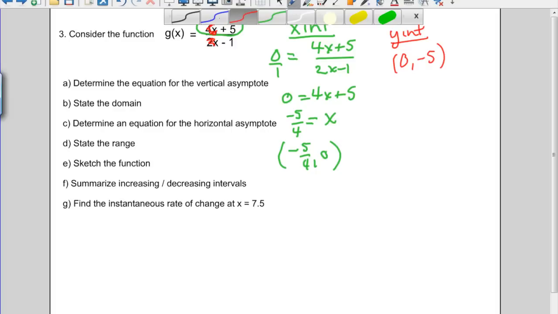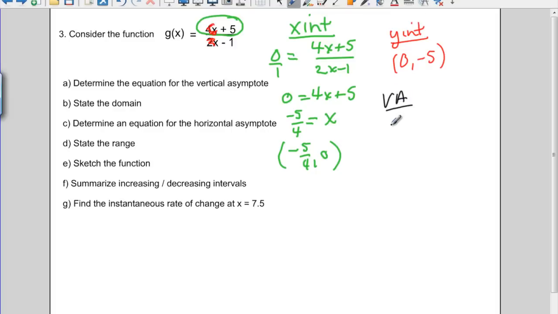The vertical asymptote is found by taking the denominator and setting it equal to 0. And that eventually simplifies to x is a half. So I've got x-intercept, y-intercept, and vertical asymptote. The last thing to find is the horizontal asymptote.